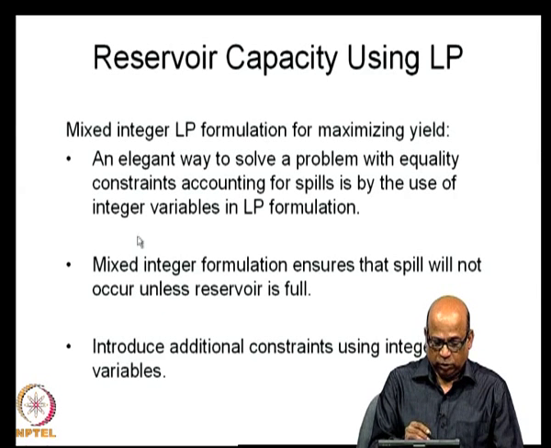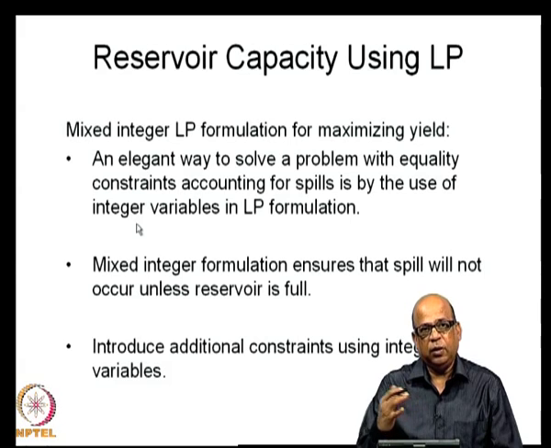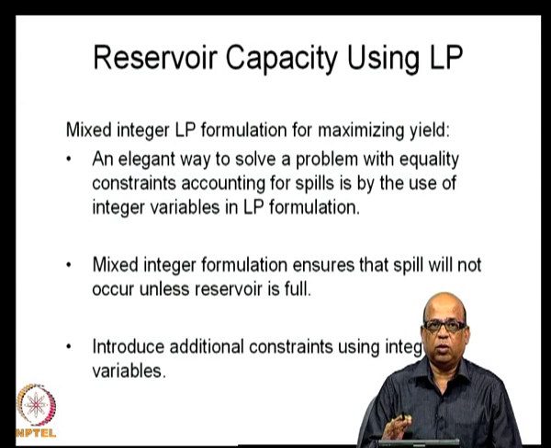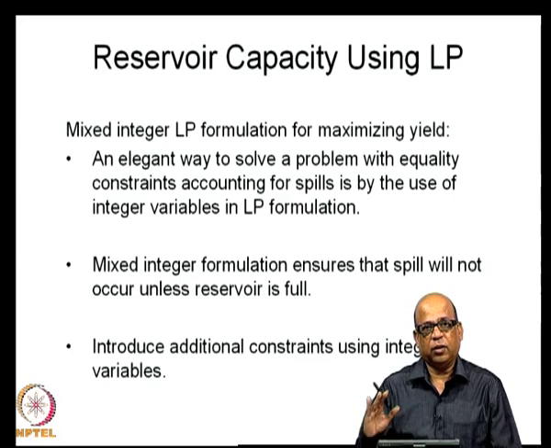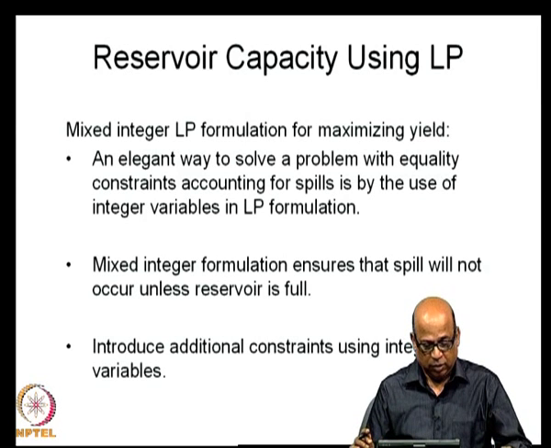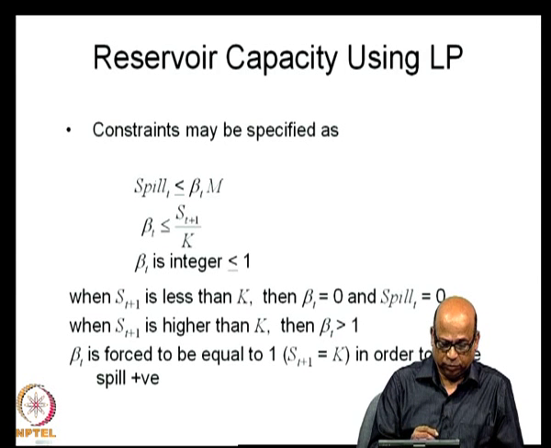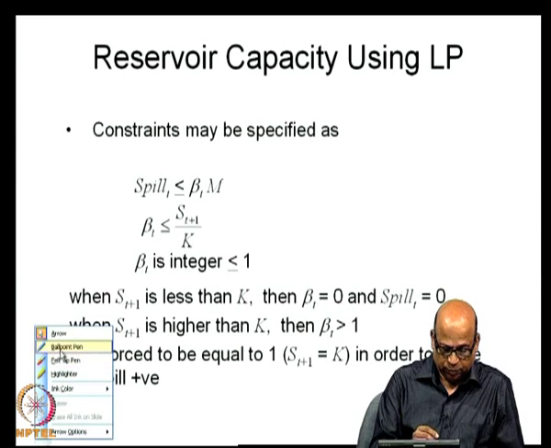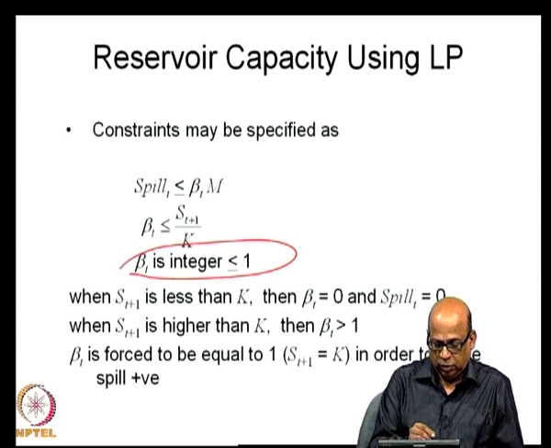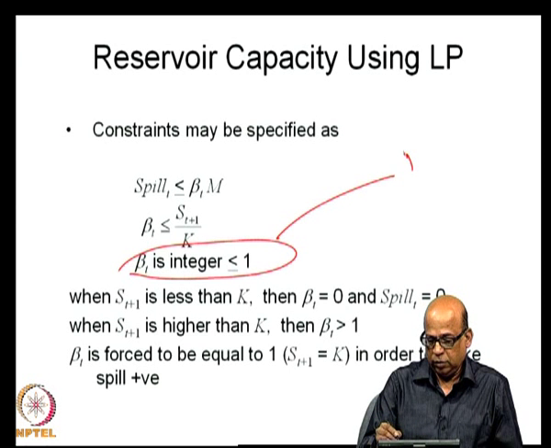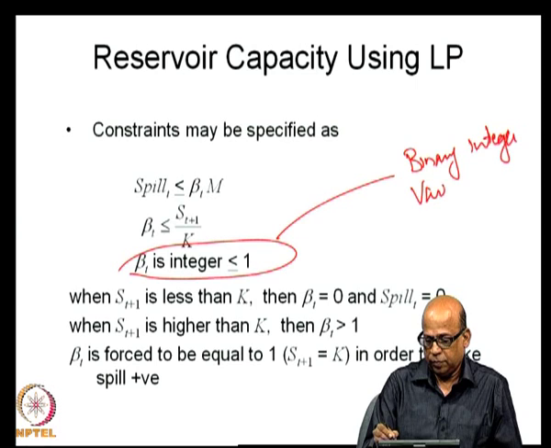So, typically what we do is, we introduce some additional constraints to ensure that the spill will occur only when the reservoir has come to its capacity. This is a very nice and interesting way of doing it. Let us go through this. So, what we will do is that we will introduce beta as an integer. This is a binary integer variable, beta t.